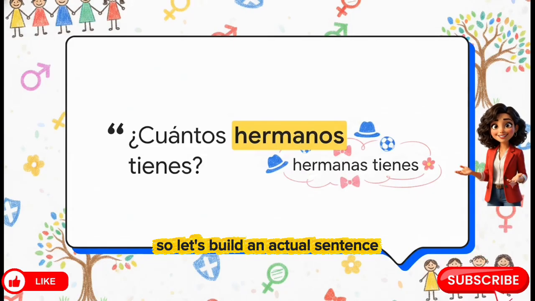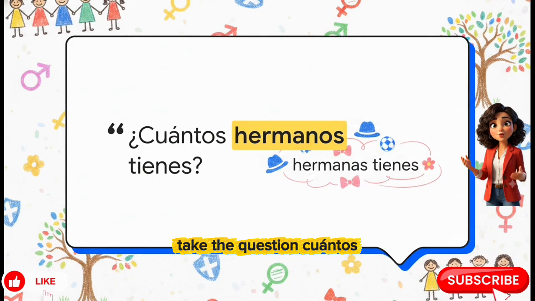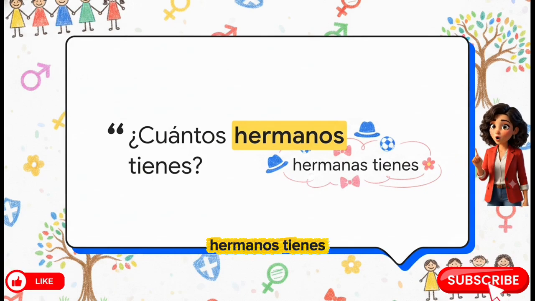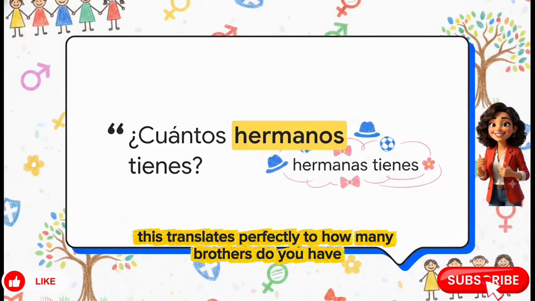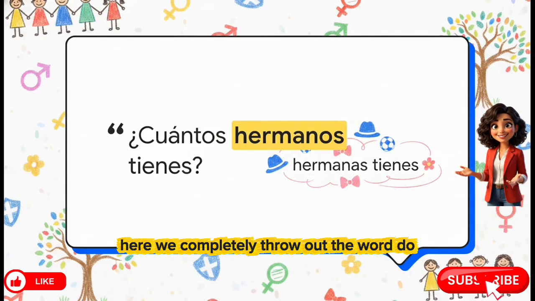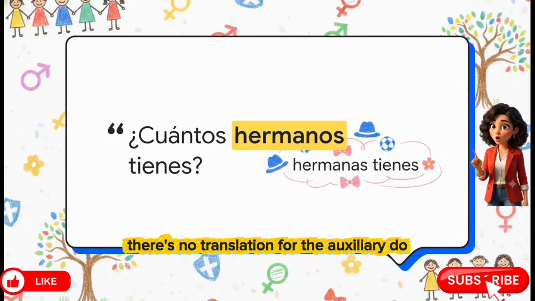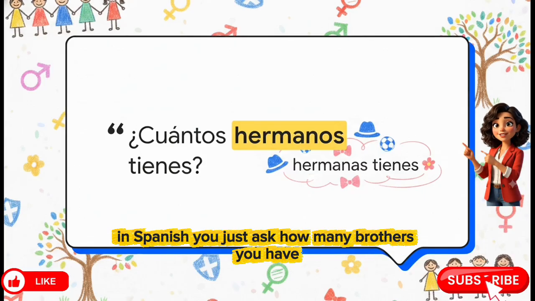So let's build an actual sentence. Take the question, ¿Cuántos hermanos tienes? This translates perfectly to, how many brothers do you have? But notice a major difference from English here. We completely throw out the word do. There's no translation for the auxiliary do in Spanish. You just ask, how many brothers you have?